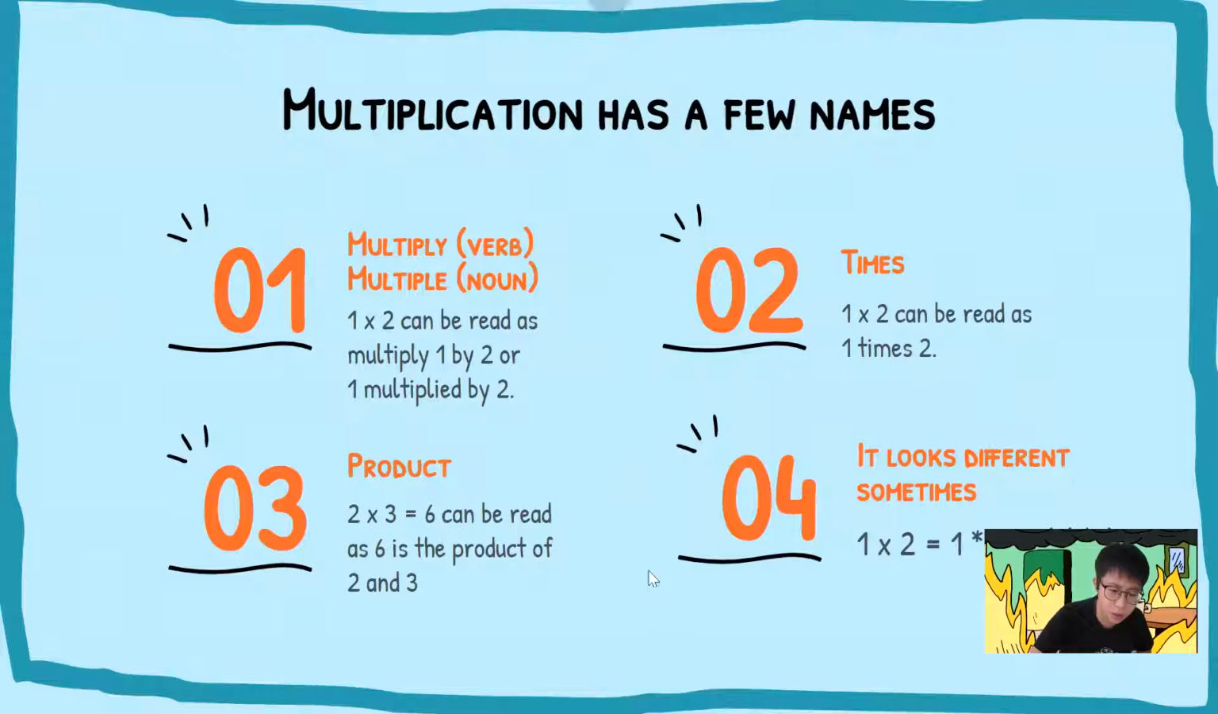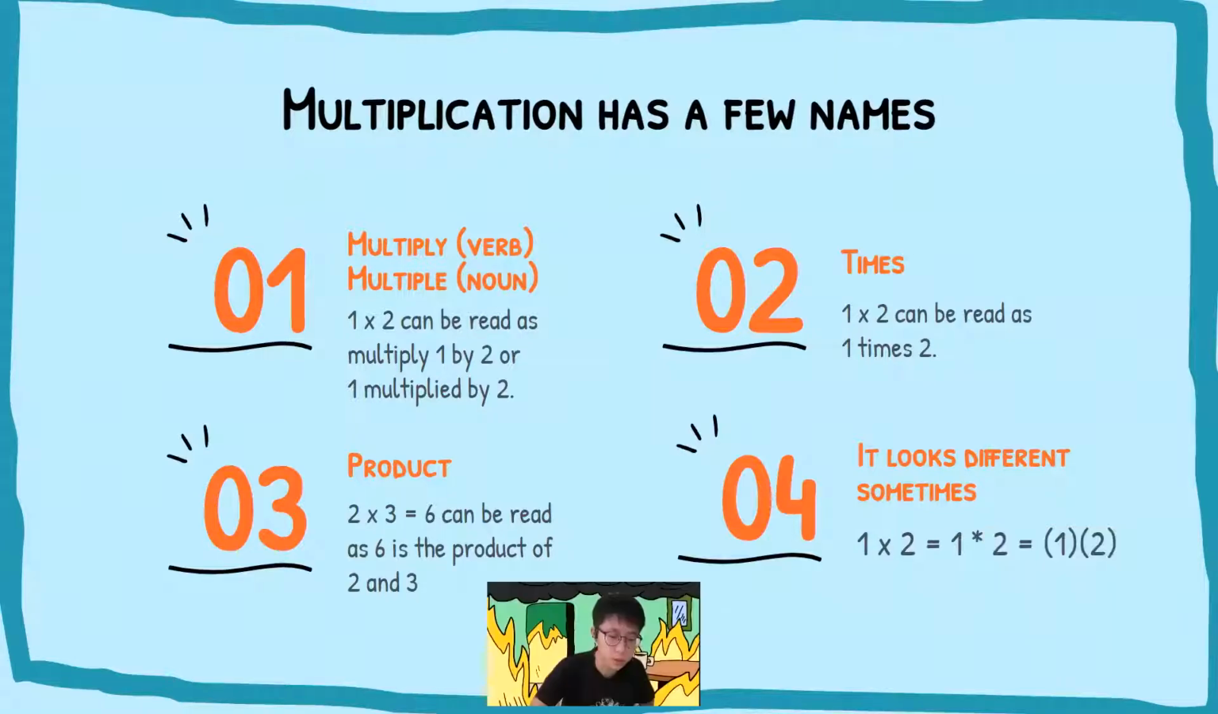And it looks different sometimes. Sometimes we see the cross. Sometimes we see the star, also known as asterisk, and the brackets. So bracket 1, bracket 2. Sometimes we will even see a combination of these. So you will see a cross or a star in the middle of the brackets.